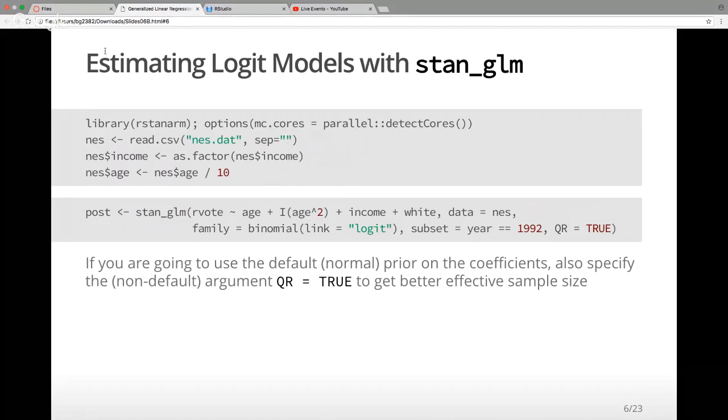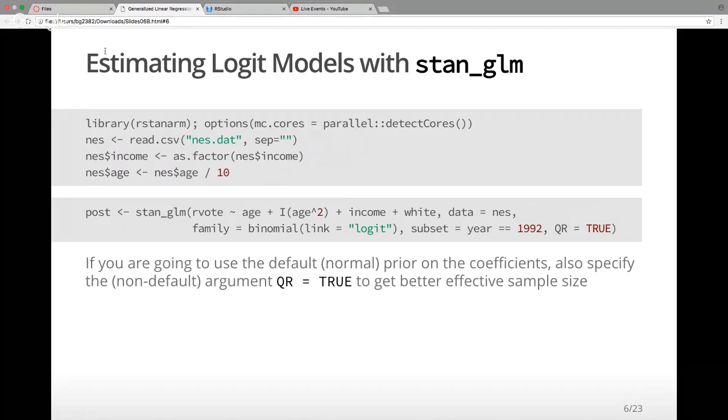Why do I do that? If you're going to use the default priors, which in stan_glm is a normal distribution, then it's also good to specify the argument, although it's not the default, QR equal true. That usually gets you better computational performance, better effective sample size, and often less time to get the posterior distribution. This only takes a few seconds.